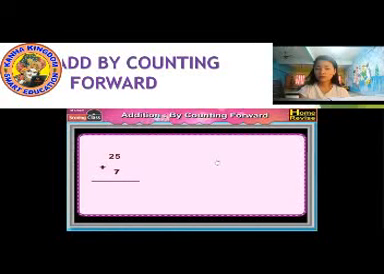25 plus 7. Now 25 plus 7 is equal to 26, 27, 28, 29, 30, 31, 32. So 25 plus 7 is equal to 32.